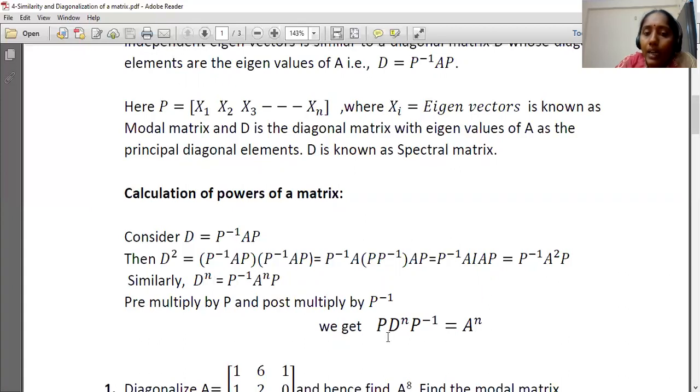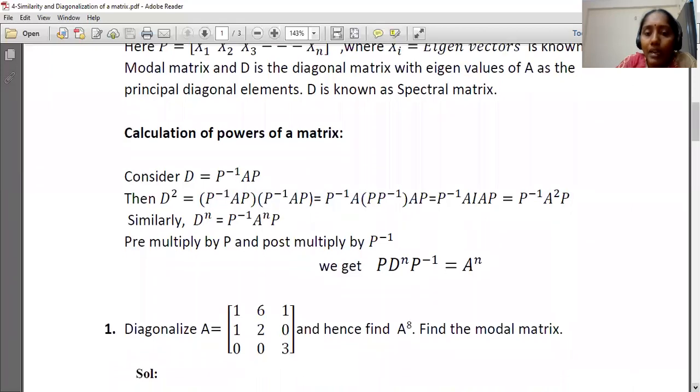So finding the nth power of D is very easy. D means a diagonal matrix. Just simply raise the principal diagonal elements to the power n. There is no need to multiply the matrices for diagonal matrices.